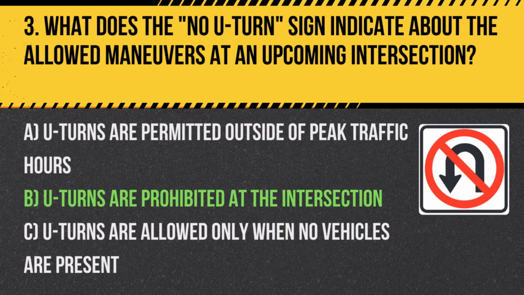Answer: B. U-turns are prohibited at the intersection. A no U-turn sign explicitly prohibits drivers from making U-turns at the intersection, regardless of traffic conditions.